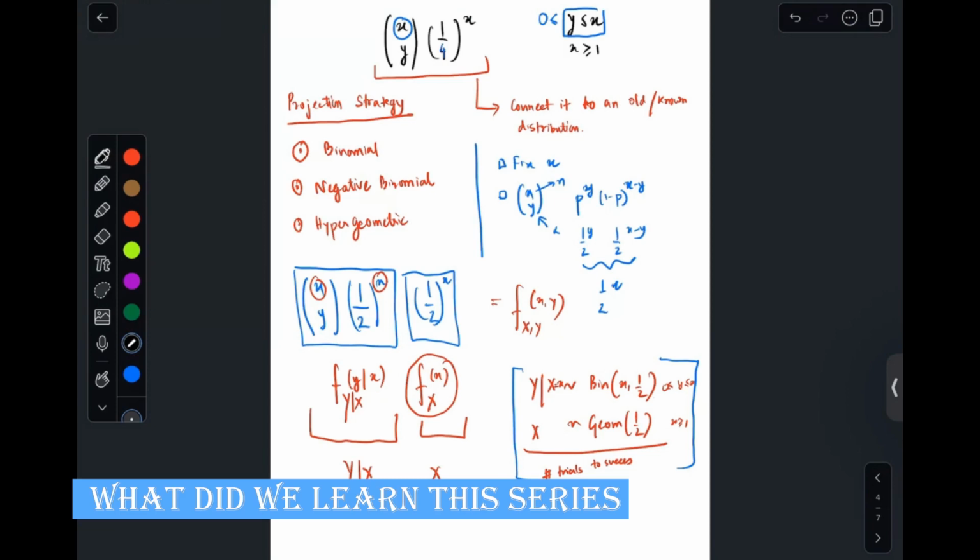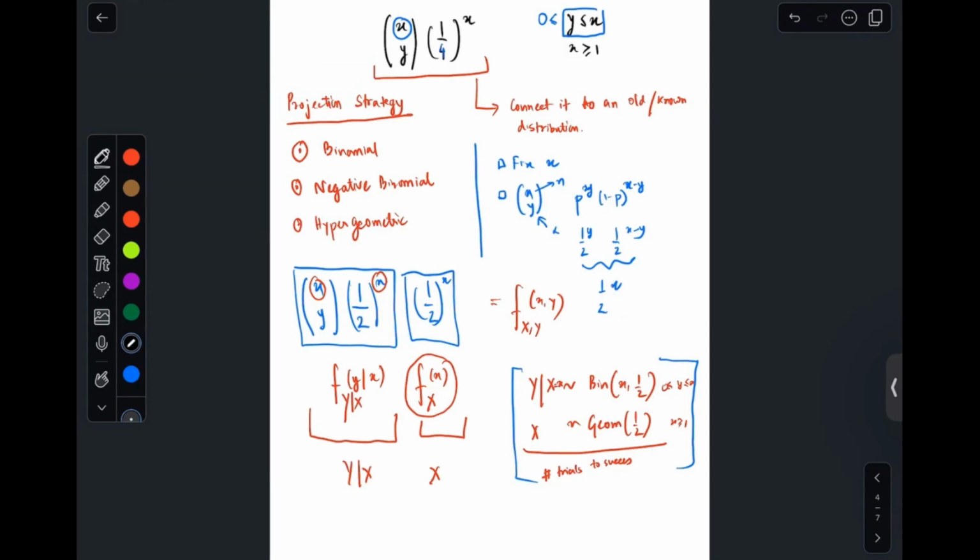Because to find this marginal, you actually have to do the summation, right? And that's the best part about it. That's why this strategy is really helpful. And this is really beautiful. This is how our minds work. So this is all about it, guys.